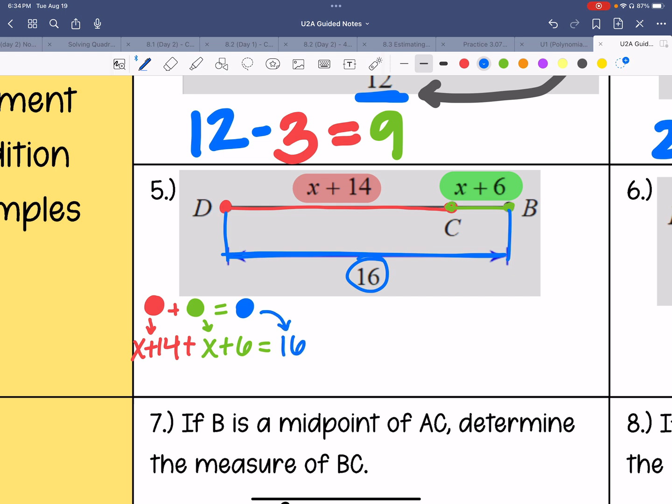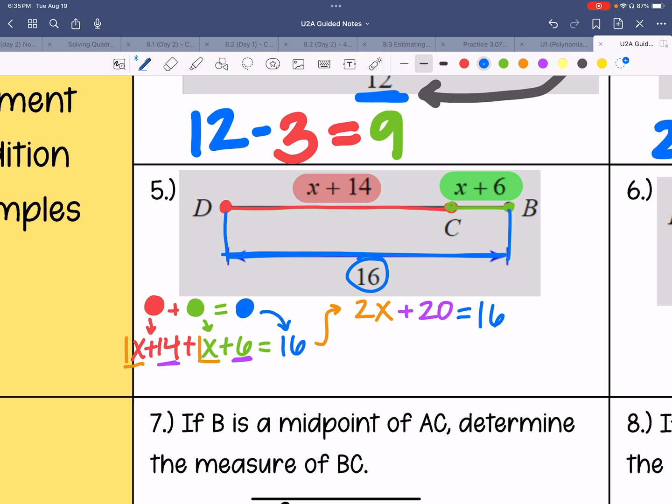After we have set up our problem, now we are just combining like terms and solving our equation. So remember, there's an understood 1 in front of these x's, so we can add x plus x, and that is going to give us 2x. And I can also add 14 and 6, those are like terms. 14 plus 6 is going to give me a positive 20. And then I don't have anything to add as far as like terms on the right side, so I keep the equal 16 as it is.